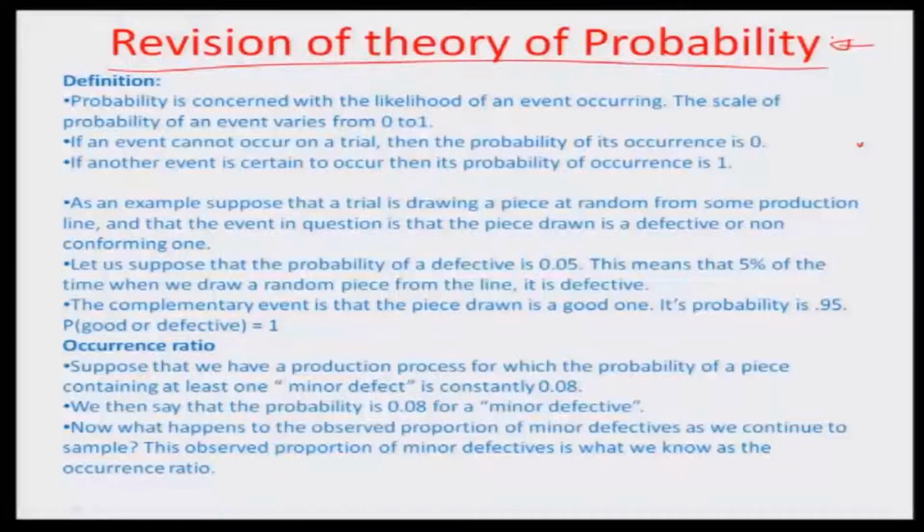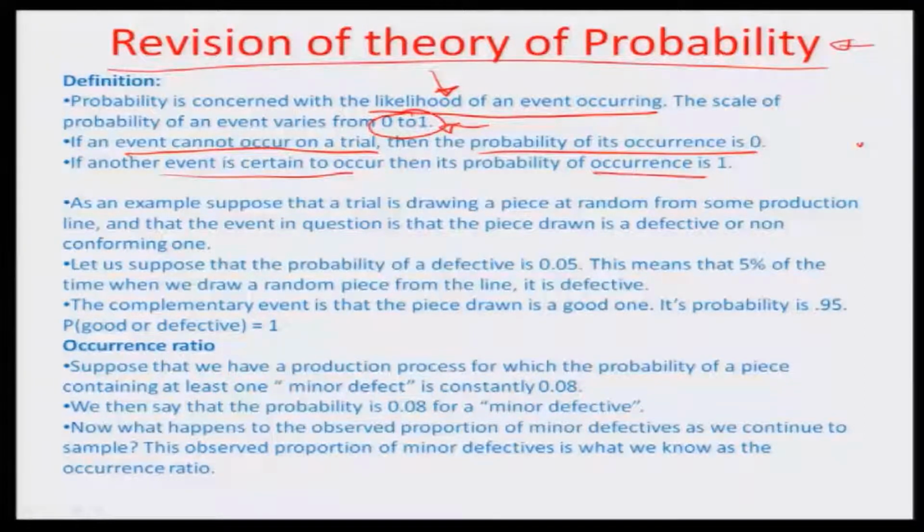So the definition of probability is the percentage chance of occurrence, or maybe let us put it as the likelihood of an event to occur, and as you know the scale of probability is a fraction, so it varies between 0 and 1. So an event definitely cannot occur on a trial if the probability of occurrence is 0, but if it is almost certain to occur you can say that the probability of occurrence is 1.